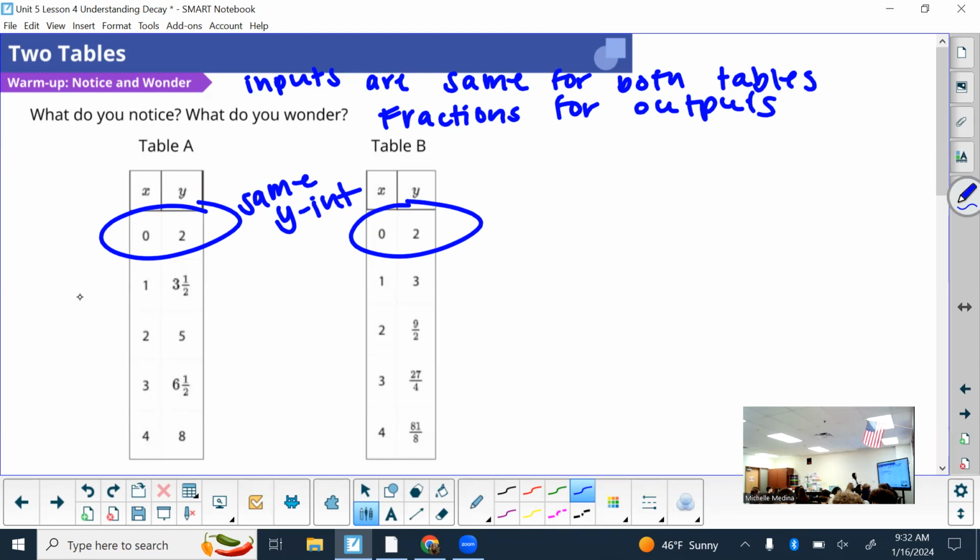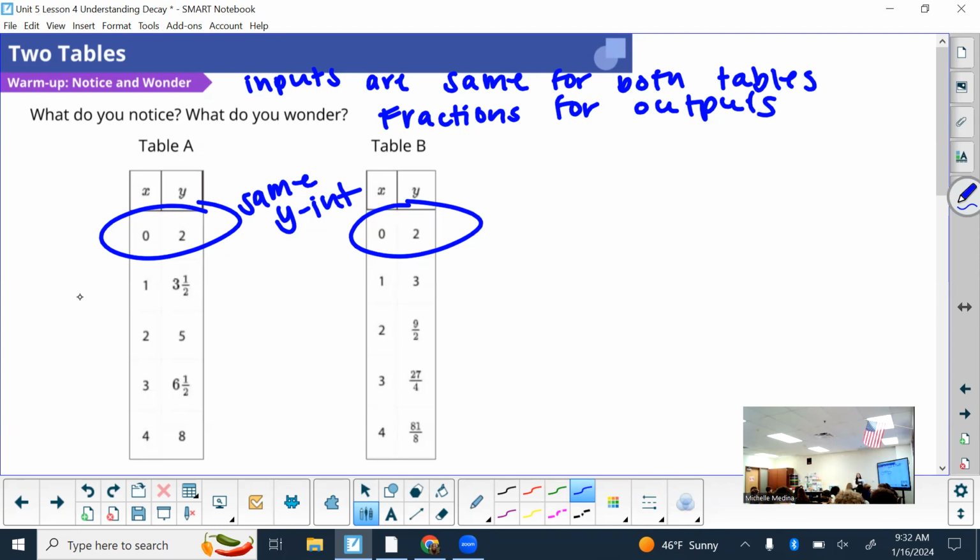So good. Any other notices? I'll take a volunteer now. Any notices, any patterns that are going on in either table? Willie? Okay, you notice that in the table. Identifying patterns in tables of values is a really big skill this semester. We're going to do it all the time.